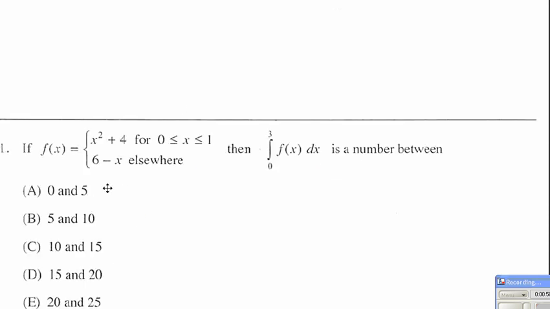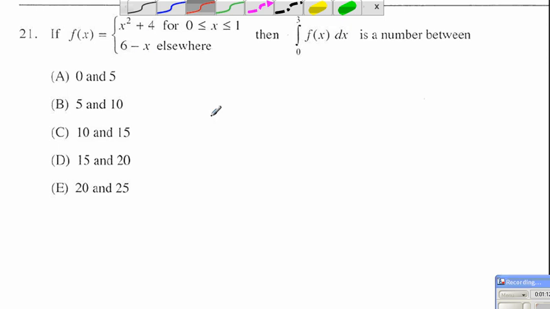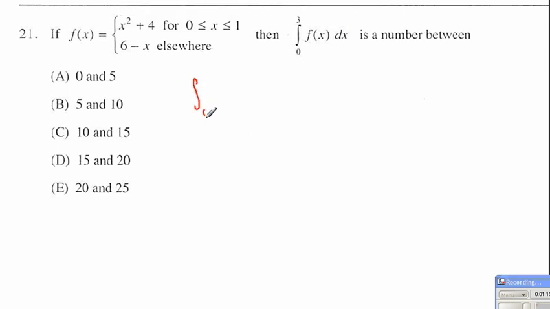Alright, now the next one. Here we have from 0 through 3. Then what's going to be happening between 0 through 3? Now 0 through 3, we realize 0 and 1 is based upon this one. The rest of them will be this. So in other words, we're going to get the integral from 0 through 1 of x squared plus 4 dx plus the integral from 1 through 3. We have to separate this one into two different intervals, of minus x dx.